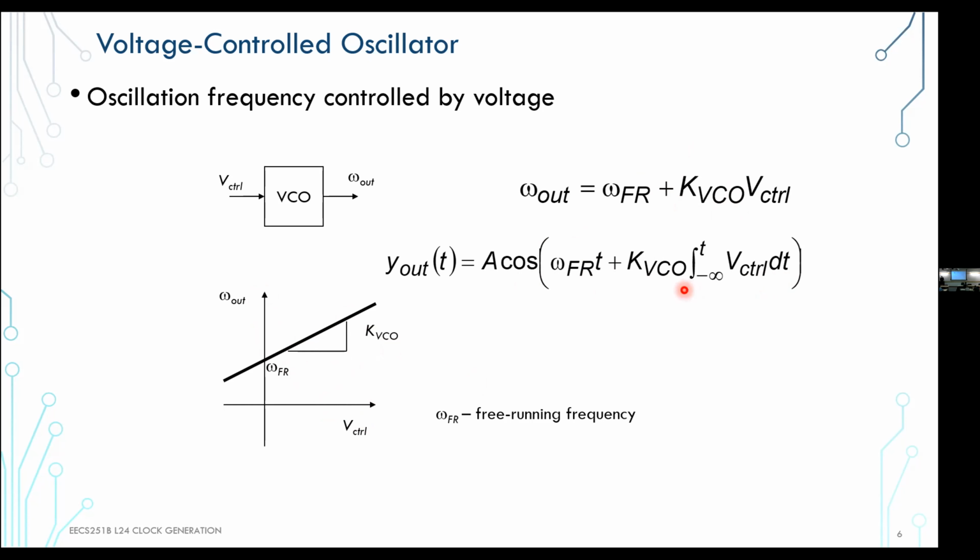Which means that the phase is actually an integral of this, let's call it delta omega, that you're creating. Because you have the base plus some delta omega you're introducing with the control, the phase is delta omega times t, or an integral. And so because of this integral function, the transfer function of our VCO in the S domain, or in the frequency domain, is K_VCO over S.